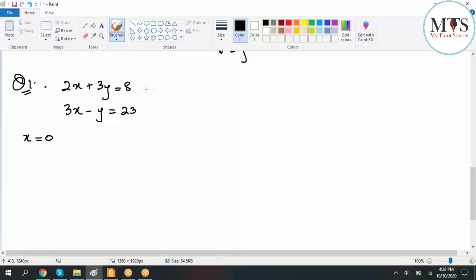Okay, let's start with the first equation. So we write 2 times 0 plus 3 times y equals 8. Just focus on the first equation first, then move on to the second one.